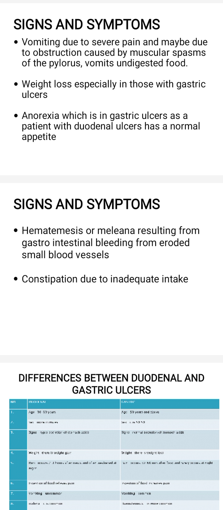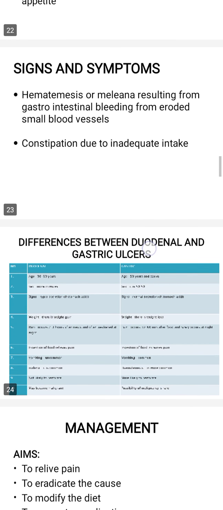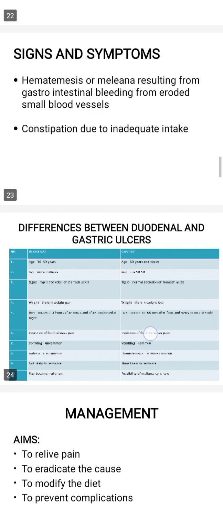Weight loss, as we talked about, and anorexia, in the patient with gastric ulcer. The reason why they have anorexia is that they are scared to eat, because whenever they eat they will have this pain. We've got hematemesis or melena resulting from gastrointestinal bleeding from eroded small blood vessels. Hematemesis is vomiting of blood. Melena is blood in the feces. They have constipation due to inadequate intake.